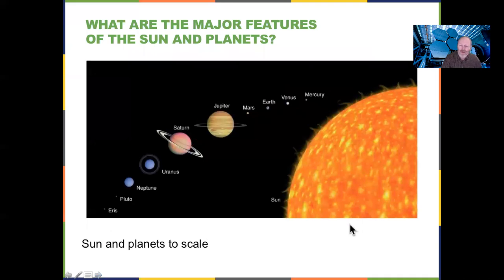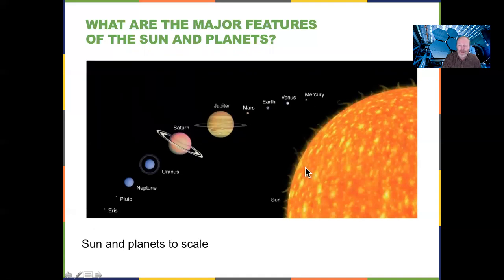Here we have our planets and sun to scale. This is to scale by size, which means if the sun was this size, this is how big or small the planets would be. This is not to scale by distance. If this was the size of the sun, Jupiter would be several blocks down the road. There would be that much space between them along the way. Notice the sun is huge compared to all of the planets.